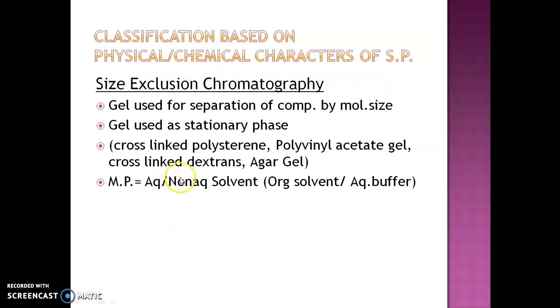Then the classification based on the physical or chemical characteristics of the stationary phase. First is size exclusion chromatography, where mostly gel is used as the stationary phase for the separation of compounds by molecular size. Examples of gels used are cross-linked polystyrene, polyvinyl acetate gel, cross-linked dextrans, agar gel, etc. The mobile phase is an aqueous or non-aqueous solvent, like organic solvents or aqueous buffers.